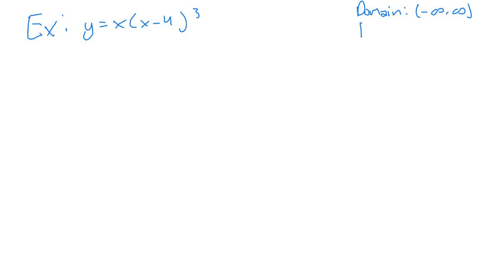Now let's look at our intercepts. Of course, if we want to find our y-intercept, we have to see where y is when x equals 0. So y equals 0 times (0 minus 4) cubed. Therefore, we're just going to have a y-intercept at (0, 0). The next thing we can do is look at our x-intercepts.